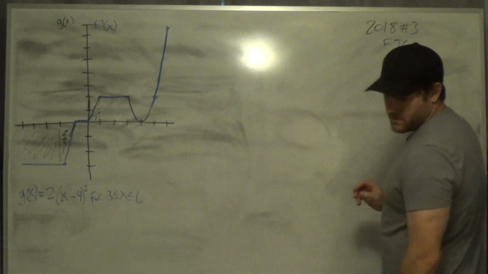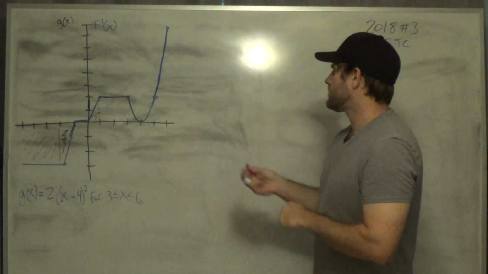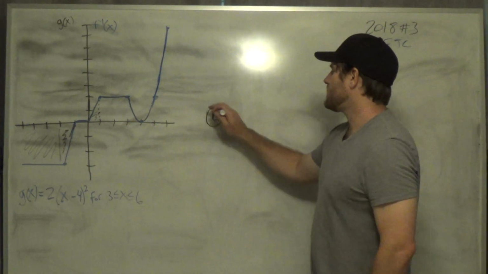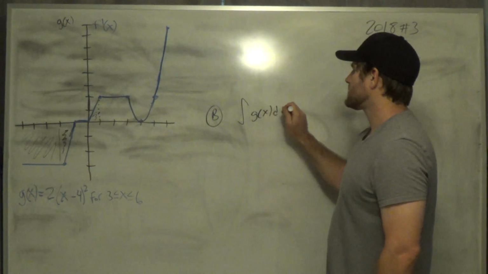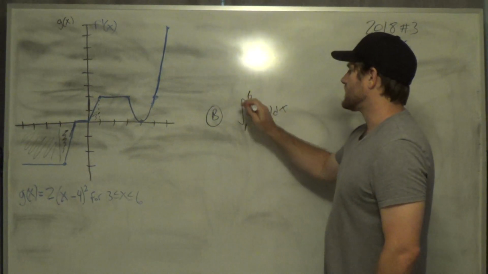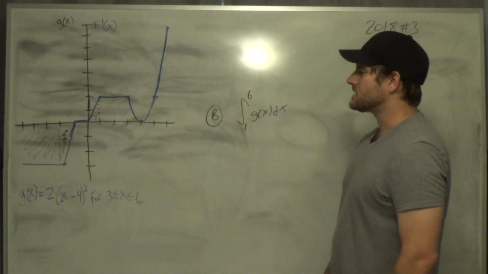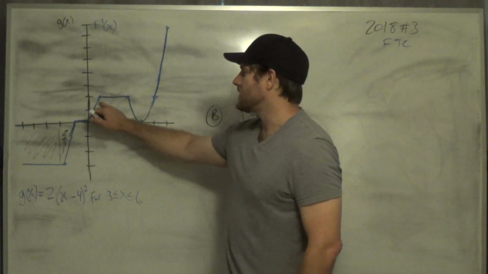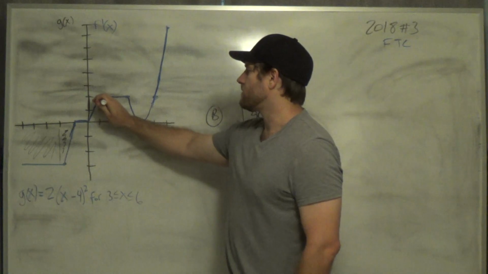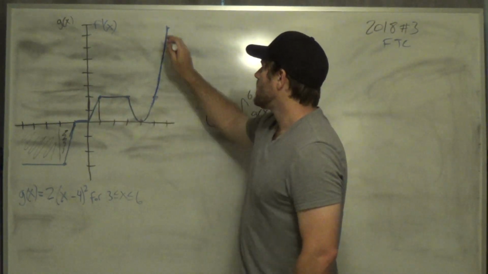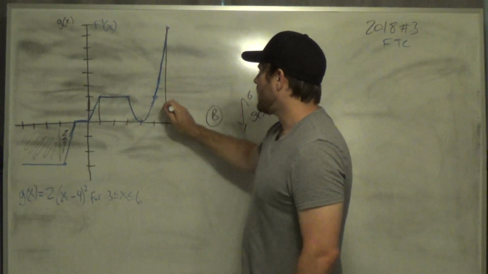Alright, so now let's go look at part B. Part B, they say find the area underneath g of x from 1 to 6. And the first thing I'm going to notice is when I find the area, so here all that stuff is gone, if I want to find the area starting at 1, all the way to 6.